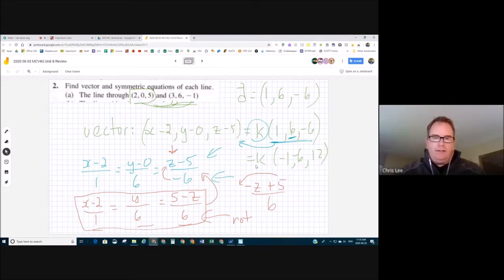So I wanted to do that one because I knew it's kind of snaky with the symmetric version, so we can have that conversation.